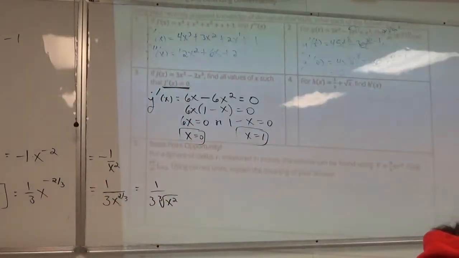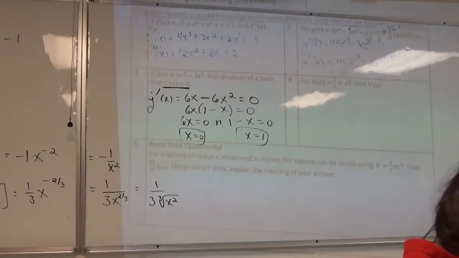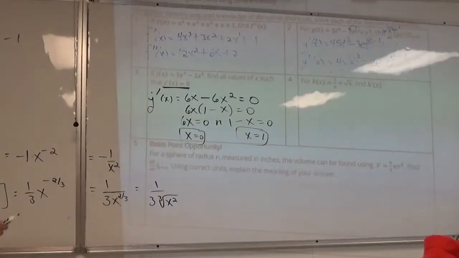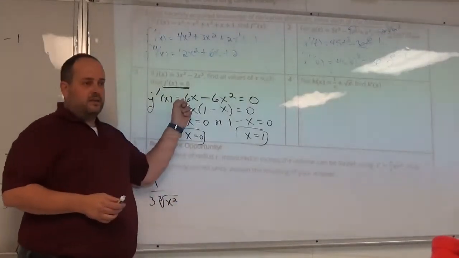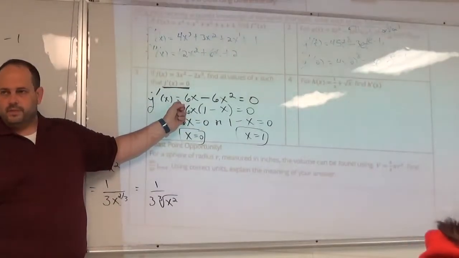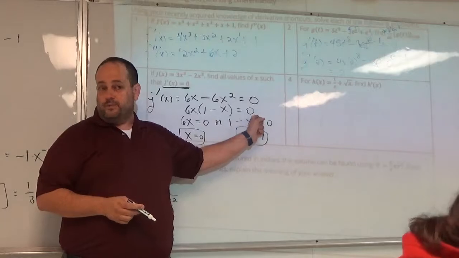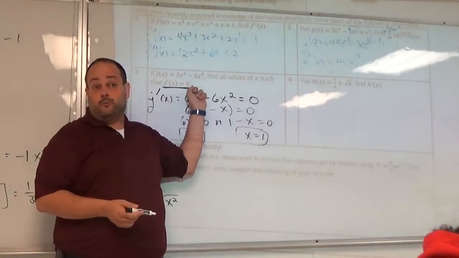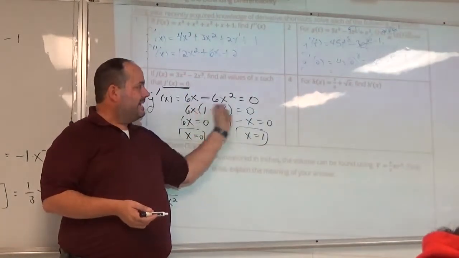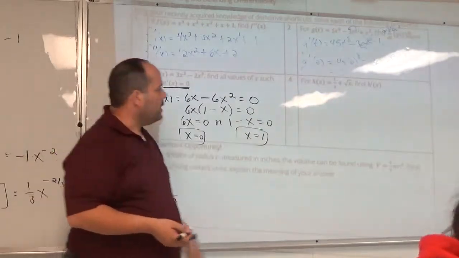How many guys honestly had that? 1, 2, 3. I thought I saw some more folks that had 0 and 1. Everybody's good with finding the derivative though? This is the part that's good? Okay. Setting it equal to 0, just because I said, go figure out where it's equal to 0, and now it's algebra skills. Okay.